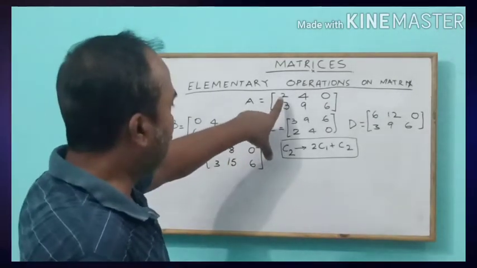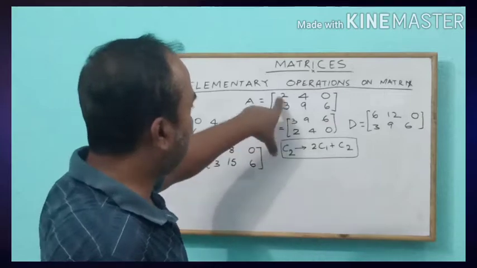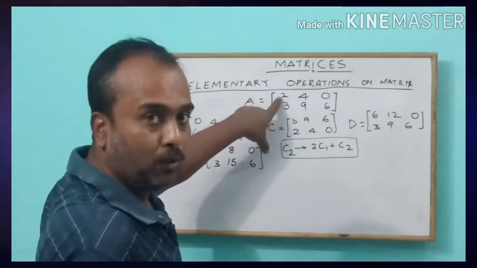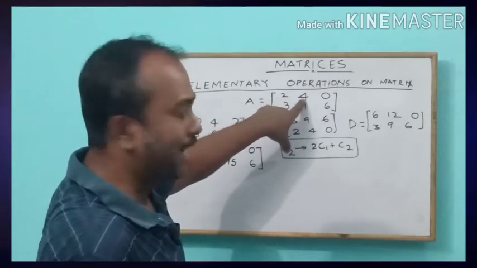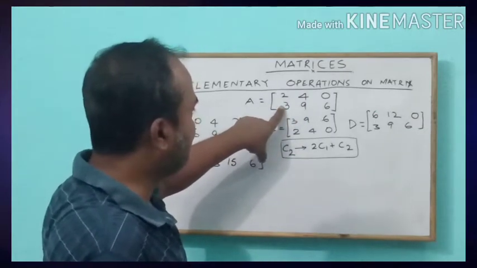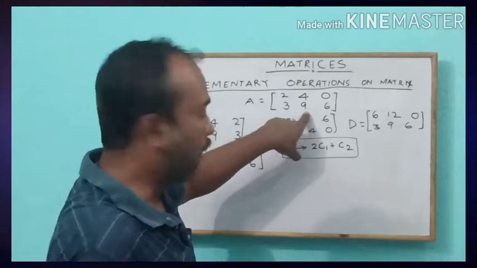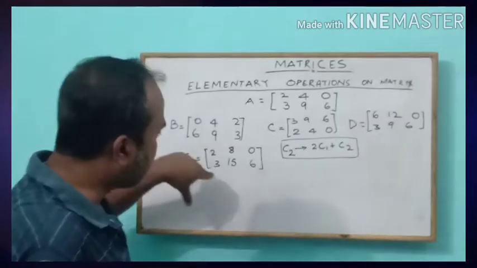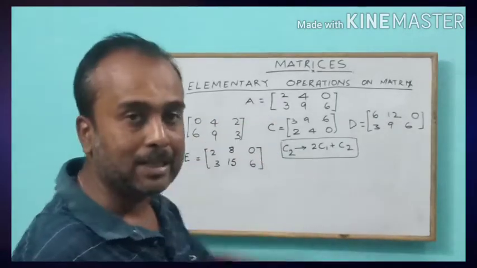So what have I done? I have multiplied 2 with the first column elements. 2 2s are 4 plus 4, 8. Then 2 3s are 6. 6 plus 9 is 15. So this matrix E is also obtained from the matrix A.